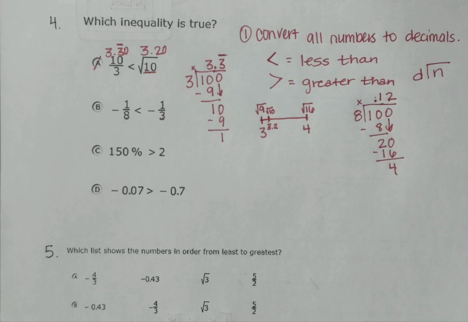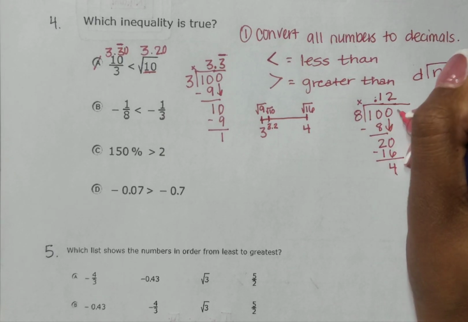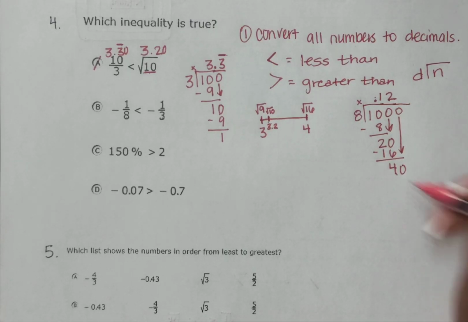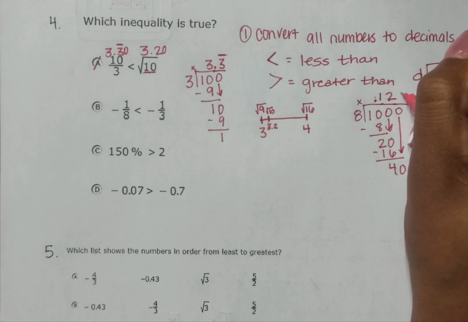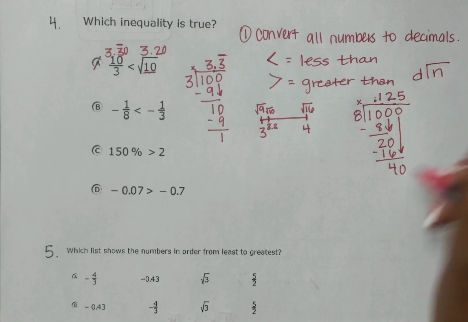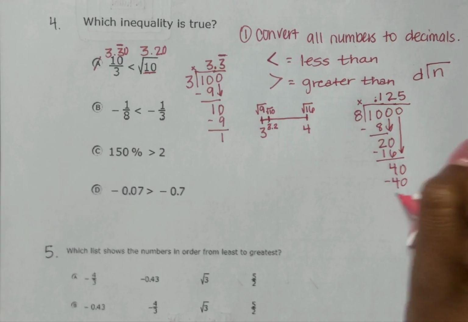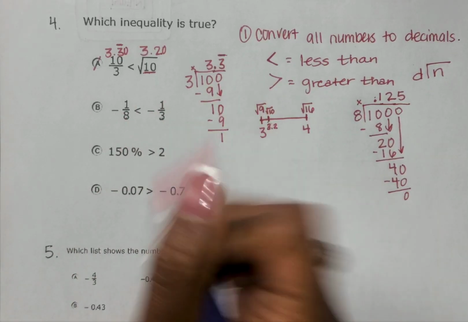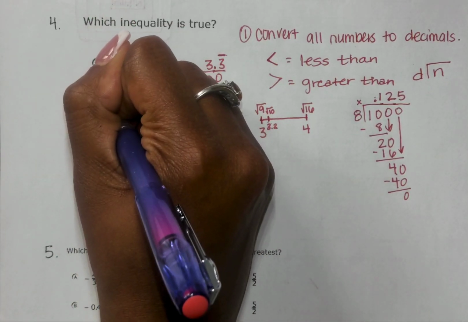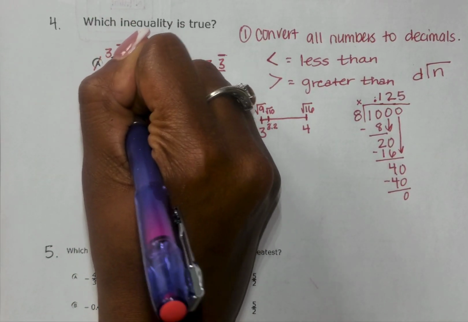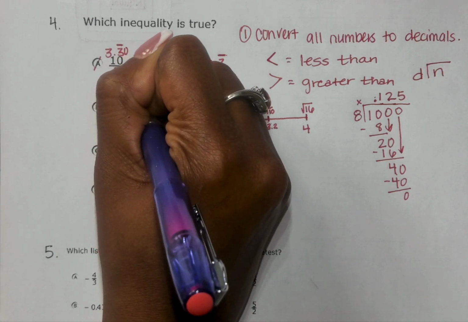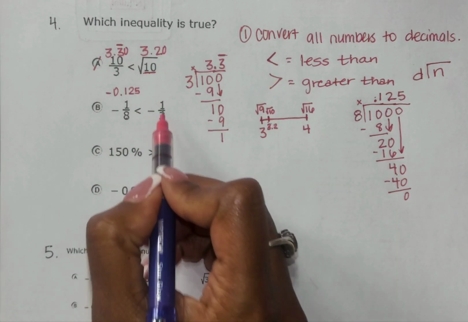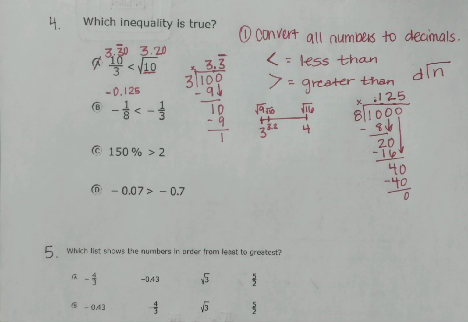8 does not fit into 4, so we are going to add another 0, making that 40. And 8 goes into 40 5 times. 8 times 5 gives us 40, and we are now left with 0. So negative 1/8 is equivalent to negative 0.125. And if you want to round that, that's fine. Now we can go ahead and do negative 1/3.